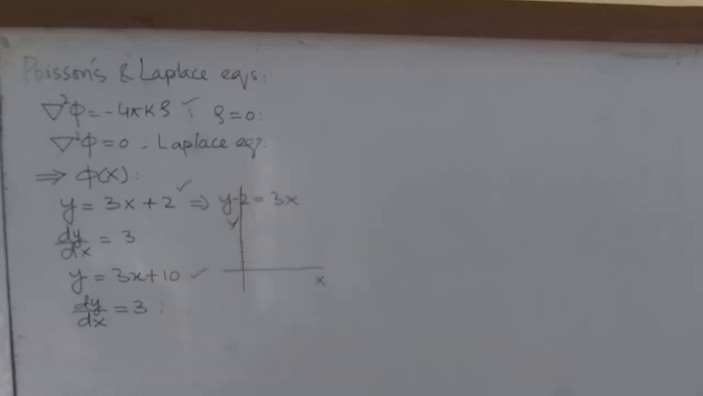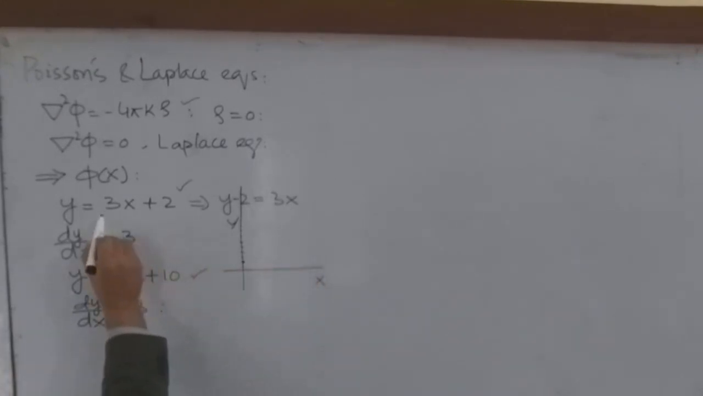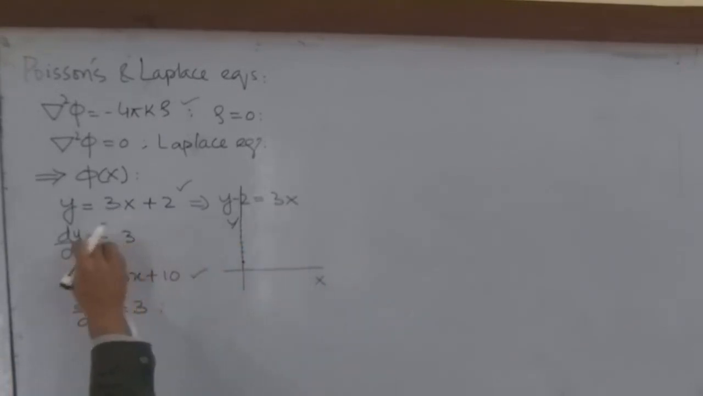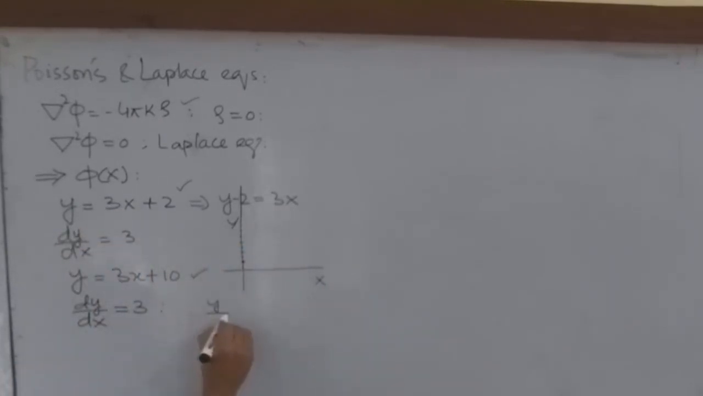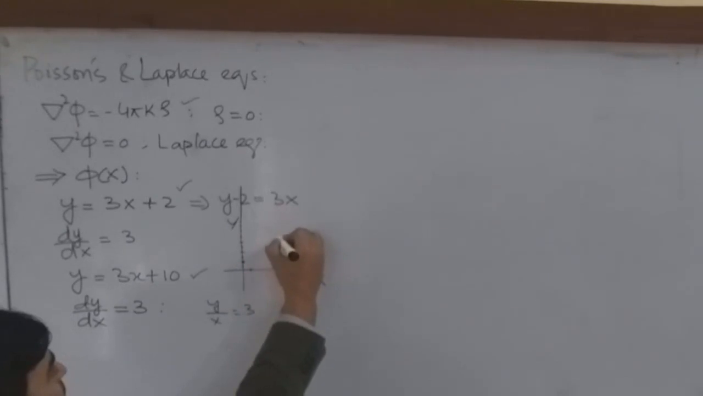Now I am plotting this straight line. So this is y minus 2, meaning it is touching the y-axis at this point. And what does it mean? Slope 3 means that y by x will be equal to 3, meaning for x equal to 1, y will have to go up 3. So it will be somewhere here.